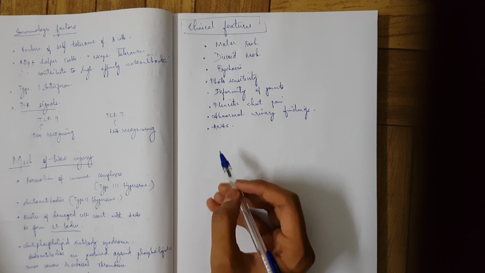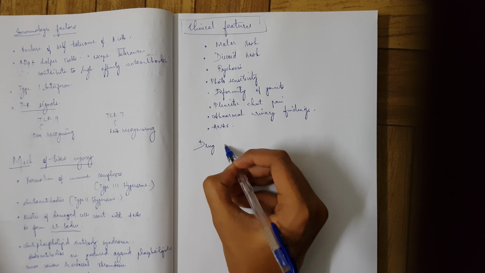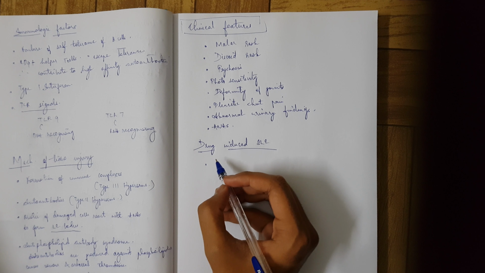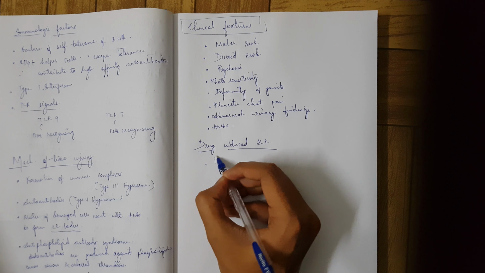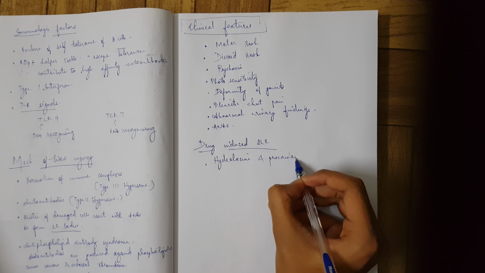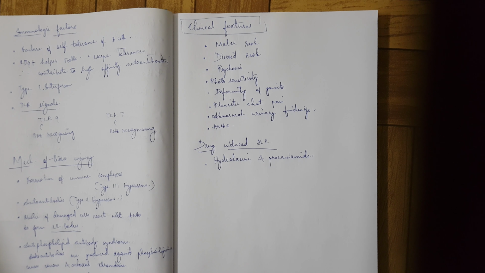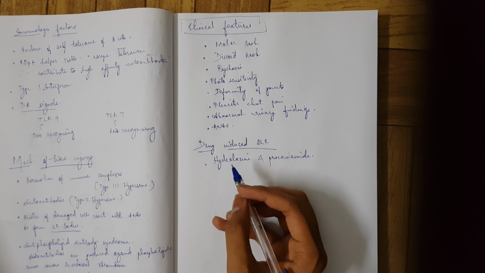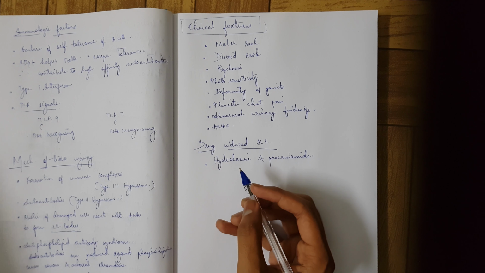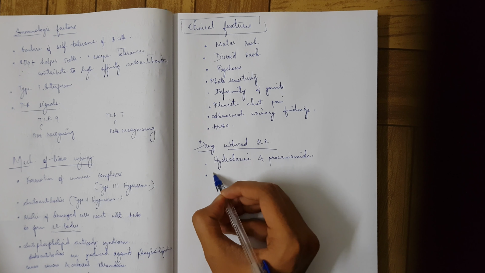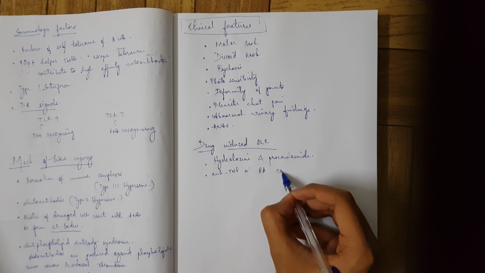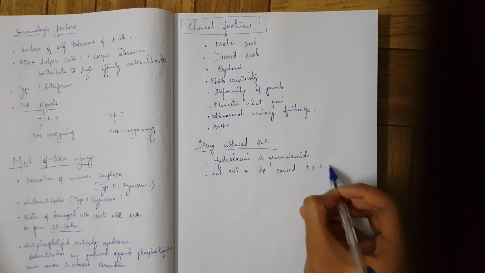Now let's look at drug-induced systemic lupus erythematosus. I earlier mentioned that two drugs which cause drug-induced systemic lupus erythematosus are hydralazine and procainamide. Also, anti-TNF therapy in rheumatoid arthritis causes drug-induced SLE.